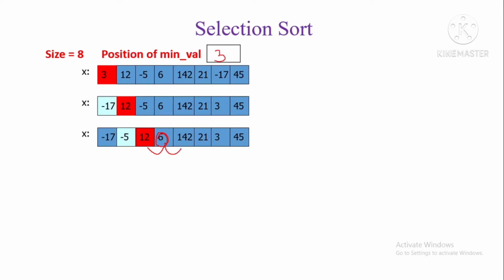Okay. So, 6 is compared with 142 and then it is compared with 21 and now I am comparing it with 3. Right. So, 3 is lesser than 6. So, I have to change this minimum position. Okay. We have to change the minimal position. Now, it becomes 7 instead of 3, the 7th value is having the minimal element. Right. Okay. So, then 3 is compared with the remaining elements, that is 45. 45 is greater than 3. So, we will leave it as it is.